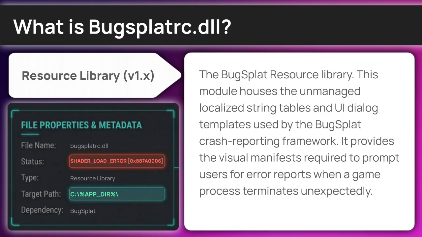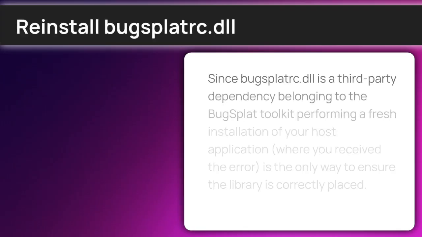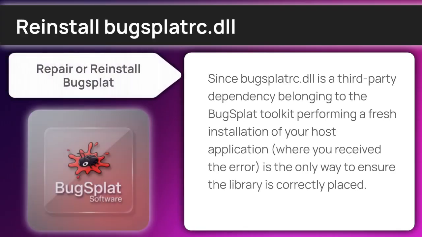Let's transition to the solution, starting with the official Microsoft redistributable. Since Bugsplatrc Library DLL is a third-party dependency belonging to the BugSplat toolkit, performing a fresh installation of your host application where you received the error is the only way to ensure the library is correctly placed.